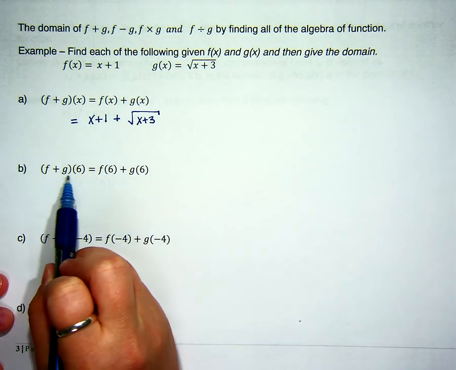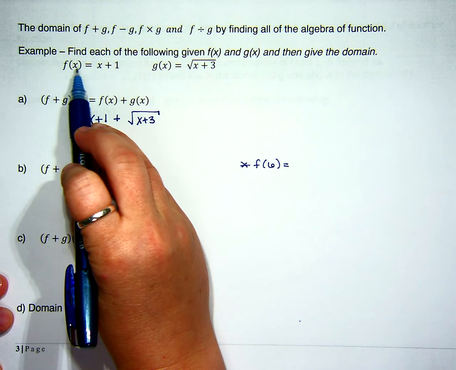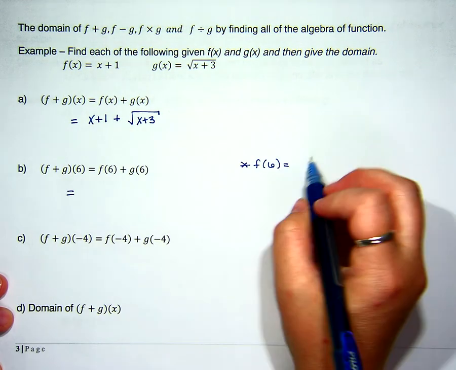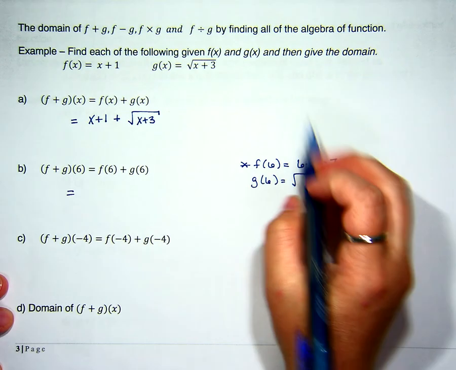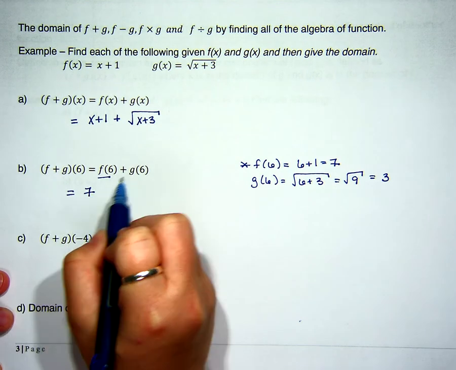What if I want f plus g of 6? Well, what's f of 6? Let's do a side note and figure that out. f of 6 is simply evaluating. I plug in 6 wherever I see an x in my f of x. So I have 6 plus 1, or 7. Well, what's g of 6? Again, it's evaluate. Wherever I see an x, I'll plug in a 6. And so now f of 6, I got 7. Bring your plus symbol down. g of 6, I got 3. Combine them, you get 10.